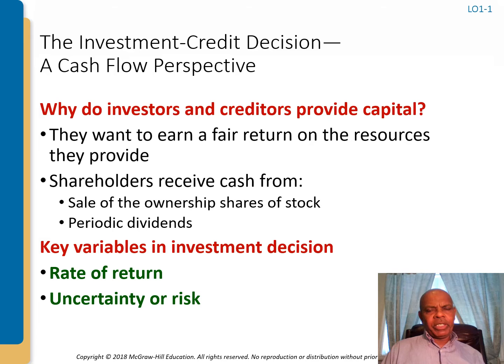Why do investors and creditors provide cash or capital? If you have money, you can invest it. That's what you do, then you become an investor. They want to earn a fair return on the resources they provide. If you're an investor with $100,000 sitting there and you don't know what to do with it, you just invest it. You make money. You need to earn a return. Shareholders receive cash from sale of ownership stocks, right? Sale of stocks or periodic dividends.